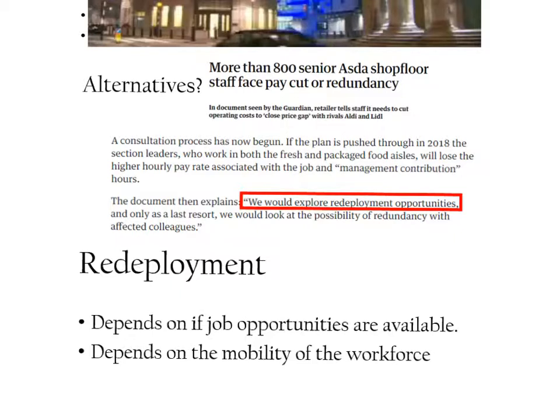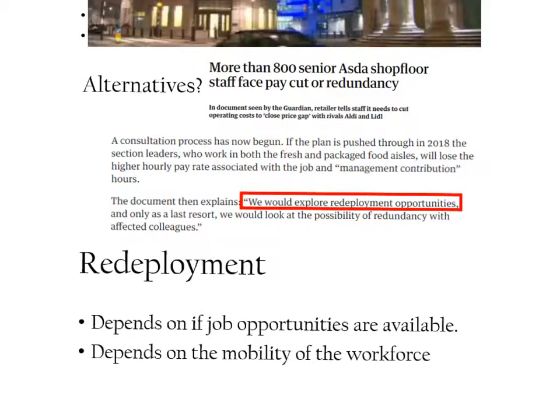Redeployment is one of those, though, that if they are able to achieve it, then it does show that the business is trying their hardest not to make the redundancies, and that could ease some of the conflict caused by potential redundancy worry, and it could help to improve or keep employee relationships high, because it shows that they value the staff and they're trying to redeploy them in different ways.